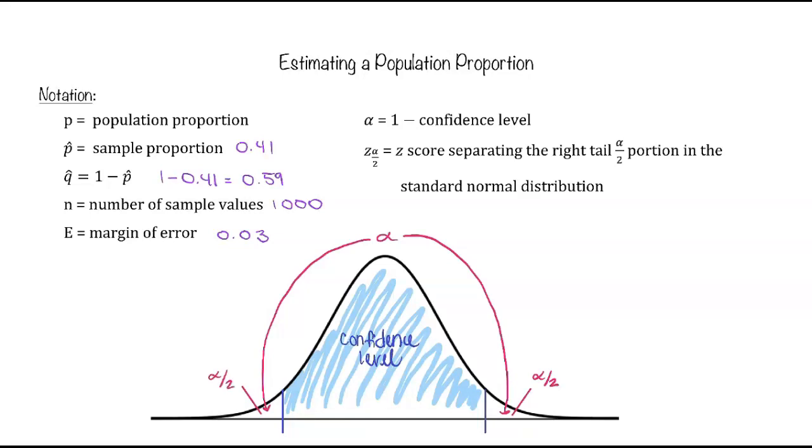The last detail we need to add is the idea of the z-score that separates the right tail, alpha over 2 portion, in the standard normal distribution. This z-score here we call z sub alpha over 2, and the corresponding z-score on the other side is negative z sub alpha over 2. Before we dive into an example for constructing a confidence interval, let's make sure we know how to find z sub alpha over 2 for a particular confidence level.